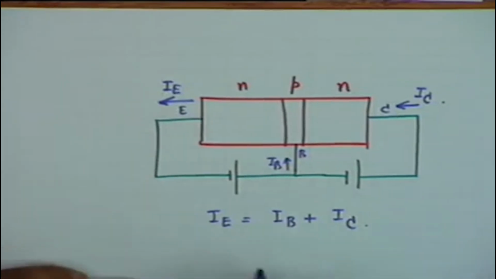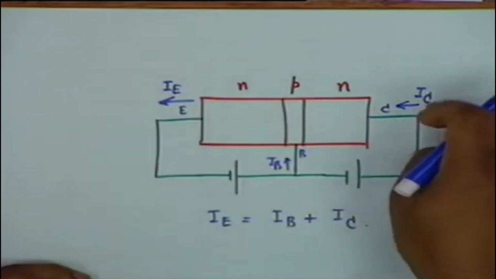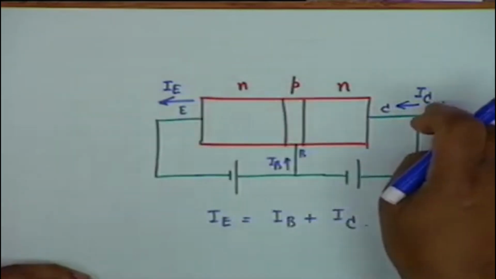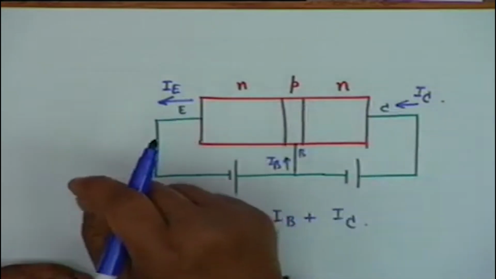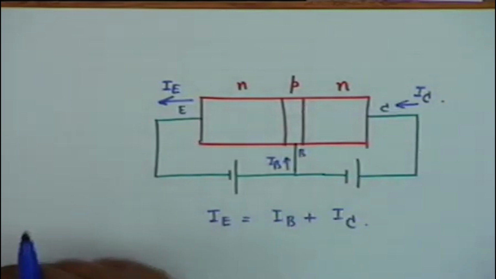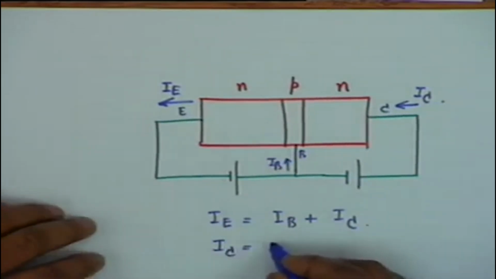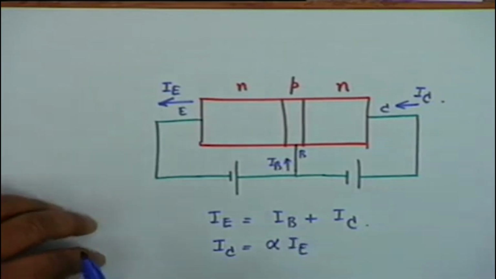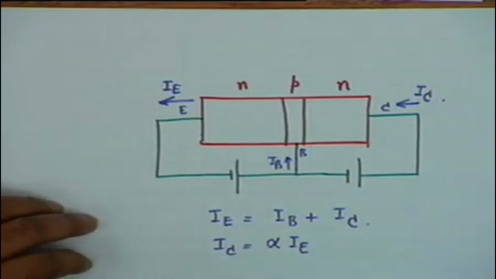Not only that, there is a relationship between I sub C and I sub E. I sub C is almost equal to I sub E, except for a small deviation, and therefore I sub C is equal to alpha times I sub E, where alpha is very nearly equal to 1, but it is less than 1.